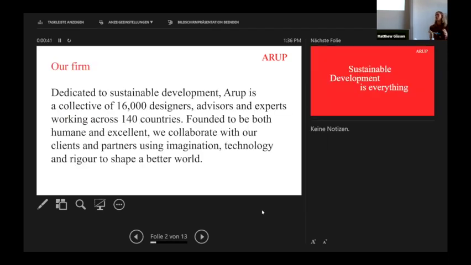So, a quick introduction to Arup. This is, of course, written by Arup, so it reads quite corporately. It says: dedicated to sustainable development, Arup is a collective of 16,000 designers, advisors, and experts working across 140 countries. Founded to be both humane and excellent, we collaborate with our clients and partners using imagination, technology, and rigor to shape a better world. The rest of this talk is my interpretation of what that actually means. We're an engineering consultancy. We do work in the built environment, a lot of technical design work, but also work along project creation as well.